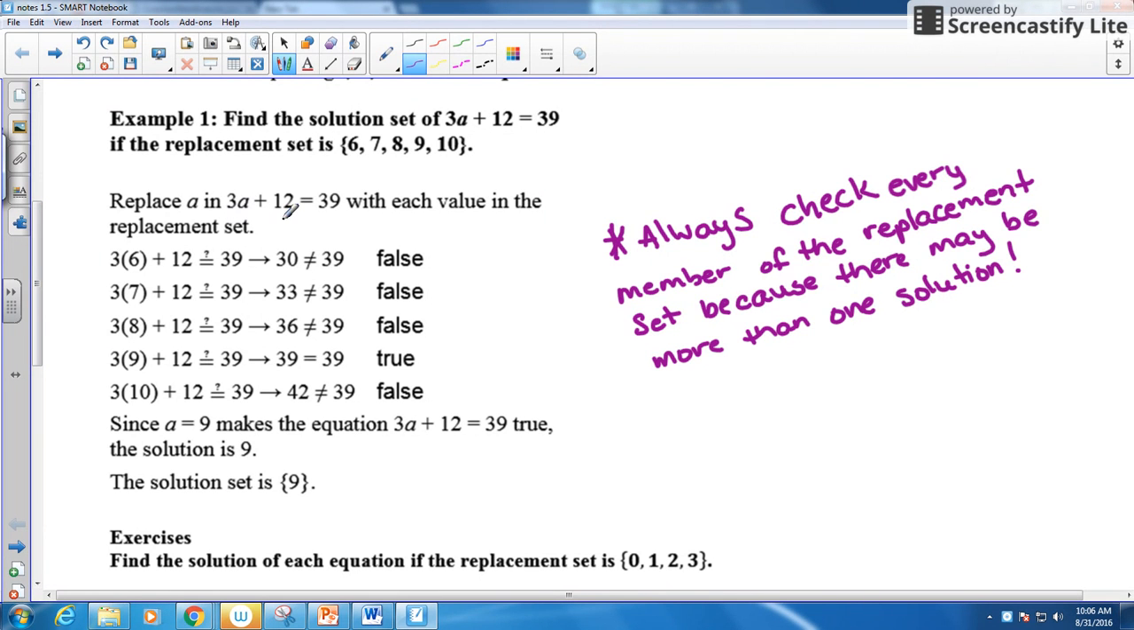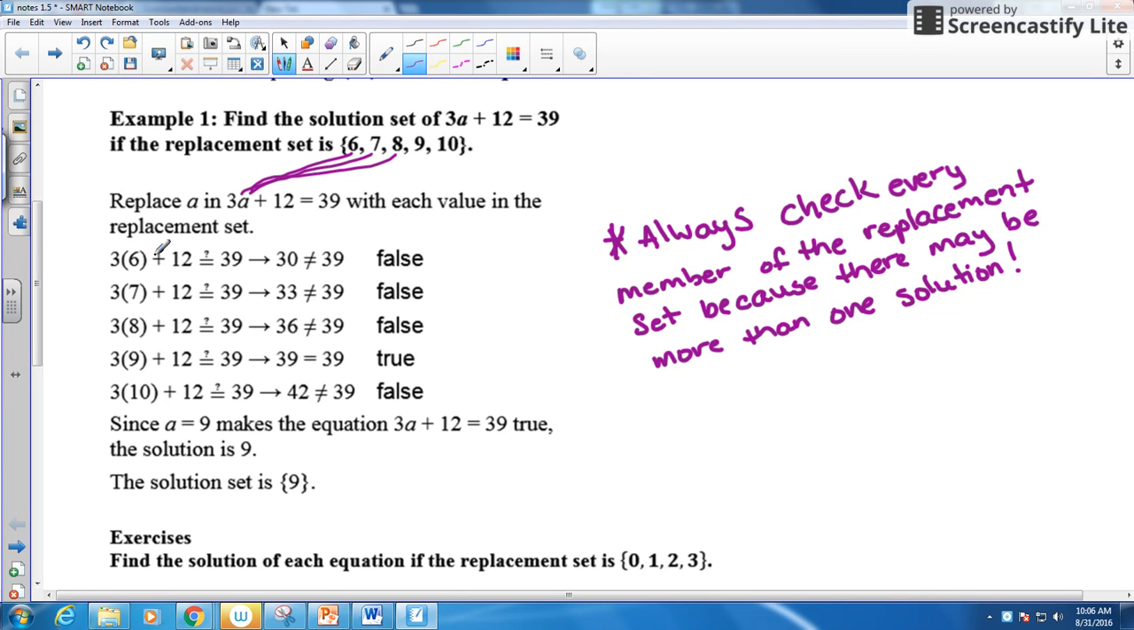We have 3a plus 12 equals 39. And our replacement set is 6, 7, 8, 9, and 10. And so we're actually going to substitute 6 in for a, and then 7 in for a, and then 8 in for a, and so on. Now, in our real lives, would we necessarily write every single equation down? Probably not. We would probably do some of this mentally or on our calculator.